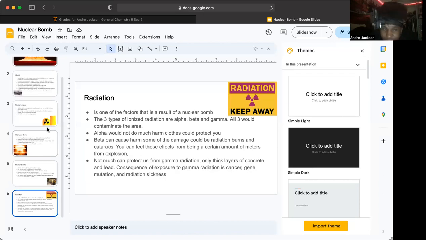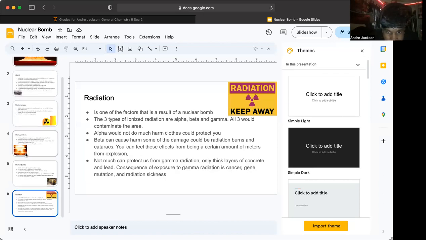When it comes to gamma radiation, unfortunately, not much can protect you from the radiation itself. The video says only thick layers of concrete and lead can protect you from the gamma rays. Consequences of being exposed to gamma radiation would be cancer, gene mutation, and radiation sickness.